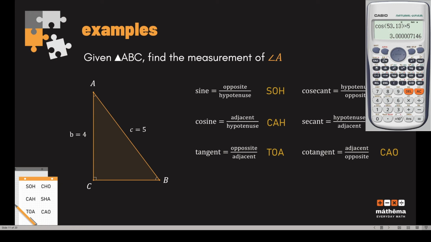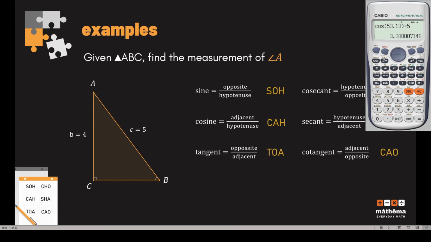First, example number 3. Given triangle ABC, find the angle measurement of angle A. So we are given a triangle ABC, where B is equal to 4 and C is equal to 5, and we are asked to solve for angle A. As usual, we'll be using our trig ratios, but there is a twist. We'll see that one later.